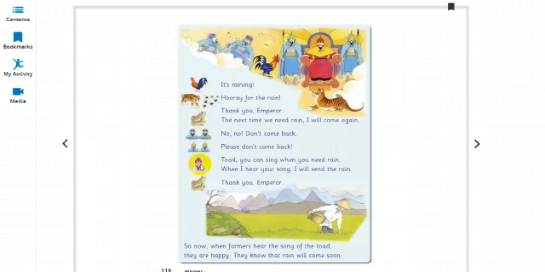But then the Emperor says that you don't need to come again. Instead, whenever you sing the song, I will understand that you need rain, and so I will give rain on the earth. And then the Toad said, thank you, Emperor. So that's why the farmers, when they hear the Toad singing, they believe that the Emperor will listen to the song of the Toad and give rain, and the rain will come soon.